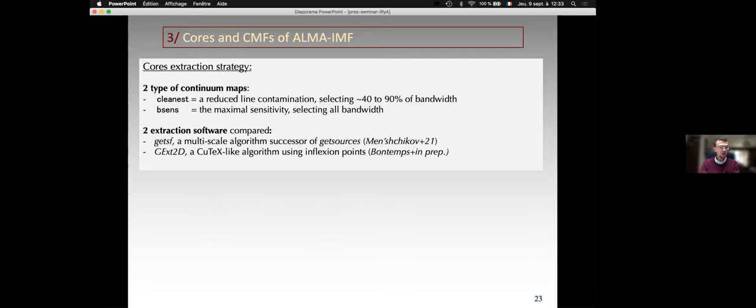The core extraction strategy: we use two different types of continuum maps. One with a reduced line contamination, which we call the cleanest, and the second with the maximal sensitivity possible, selecting the whole bandwidth. We have also used and compared two extraction software packages developed by members of the consortium: GETFIND, which is a successor of getsources I talked about before, and GETX2D, which is still in development and which works with inflection points in a similar way to Cutex.